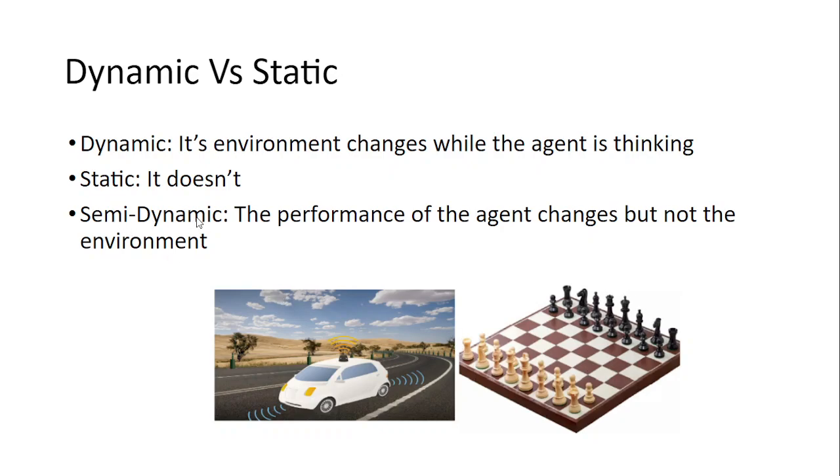And then there's semi-dynamic, which means the performance of an agent changes, but the environment doesn't. For example, if this was a chess match and there was a clock as well, it would be semi-dynamic, because now the player has to move very quickly, since the clock is also measuring the performance of the agent. The faster the agent moves, the more time it will have to think about better decisions in the future. But as you can see, the environment is still not changing. So that's the difference between dynamic and static.